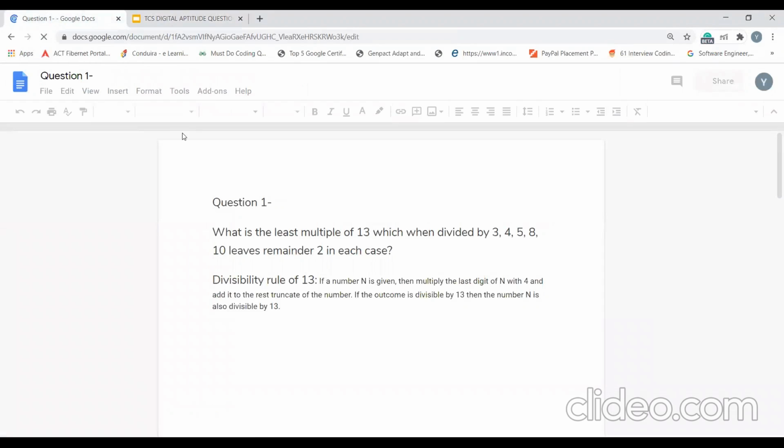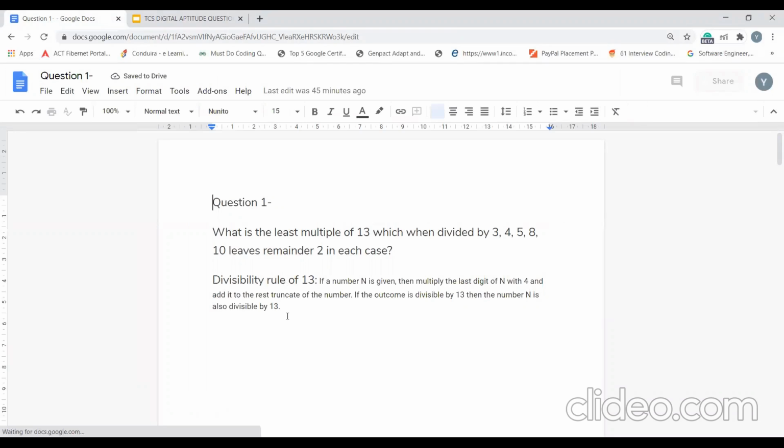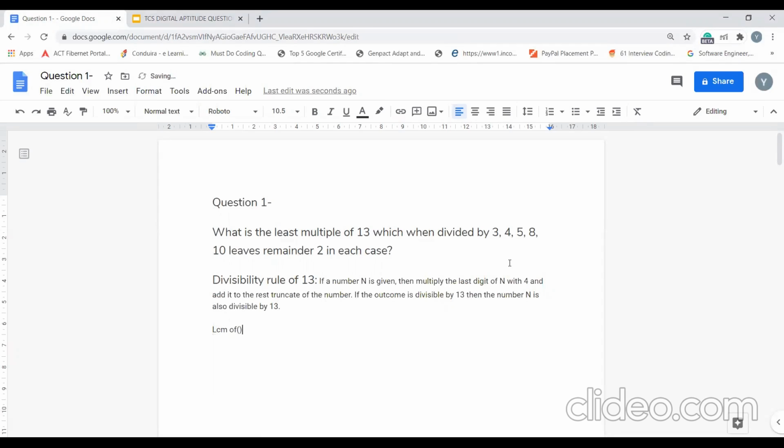Basically, to solve this problem, first of all, we have to understand that the number should be divisible by 3, 4, 5, 8 and 10 and leave the remainder 2. When we divide the number, it should leave the remainder 2. Since it should be divided by all these numbers, we'll find the LCM of 3, 4, 5, 8 and 10. The LCM of 3, 4, 5, 8, 10 is 240.